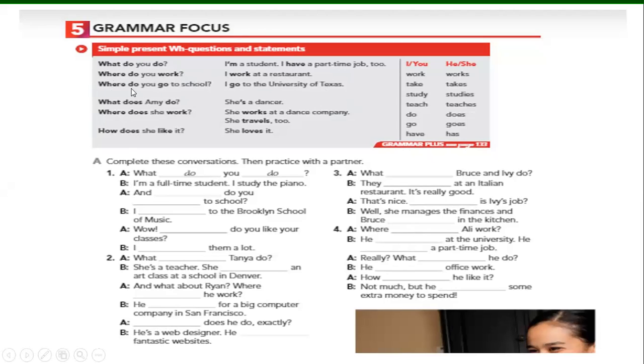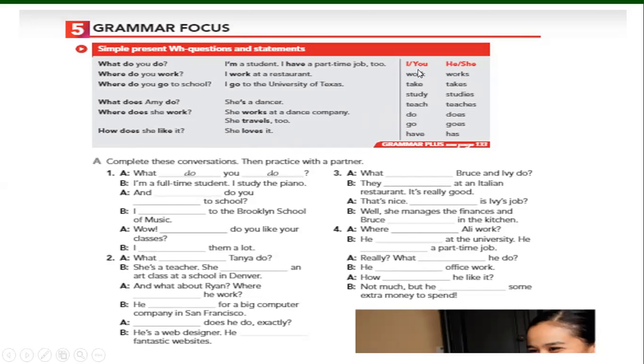Vea que las primeras es para you. Utilizamos do. Pero en el tercero estamos hablando de third person singular. What does Amy do? She's a dancer, right? Where does she work? She works, cuando ya doy la respuesta, que es una oración afirmativa, ahí sí agrego el third person singular rule. She works at a dance company. How does she like it? Ese how does she like it es que tanto le gusta, ¿verdad? She loves it, right? She loves it.